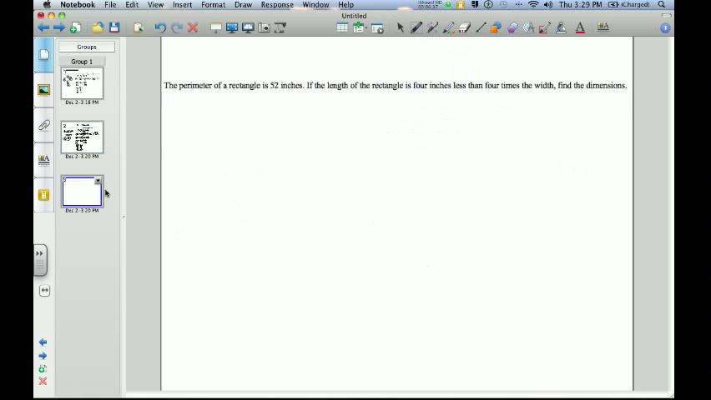Our last problem is: the perimeter of a rectangle is 52 inches, and here we go with the less than. And this is an important step in this problem as we go. So again, we're going to use the same formula. We're going to make our P now our 52.